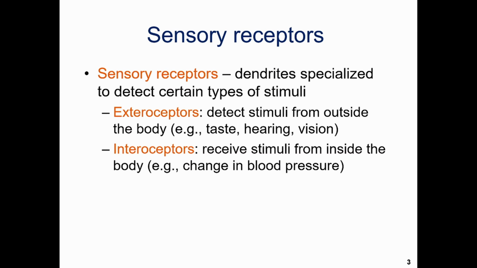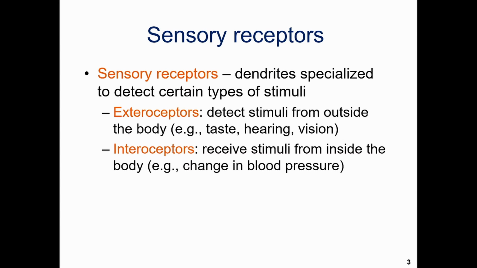So when we're looking at sensory receptors, we can classify them a few ways. One of the ways that we can classify them is based on what type of stimulus they detect. So where is that stimulus coming from? For those who detect stimuli coming from outside of the body, like your sense of vision or hearing or taste, those are called exteroceptors because they come from the external environment. And those that detect a stimulus coming from the inside of your body, such as your blood pressure or blood glucose levels, would be interoceptors because they're internal.